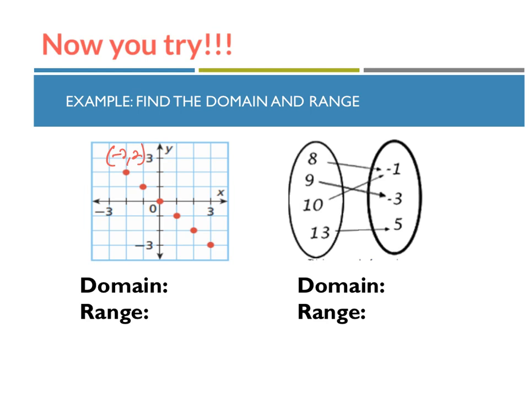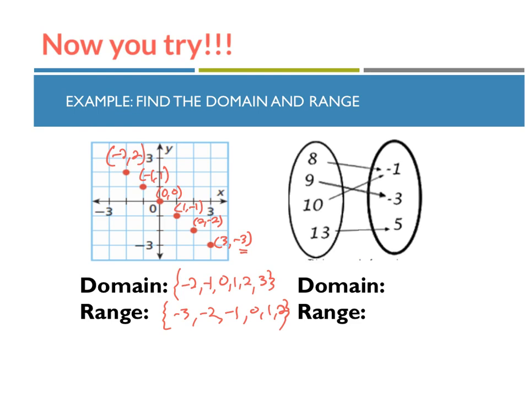So if you did continue to order the pairs here, -1, 1, looks like 0, 0, 1, -1, 2, -2, and then 3, -3. If I list those as points, the domain then would be all the x values, so -2, -1, 0, 1, 2, and 3. And then our range would be all the y values from least to greatest. So we want to start with -3 now. So -3, -2, -1, 0, 1, and 2. So that's what you should have got for the domain for the first one.